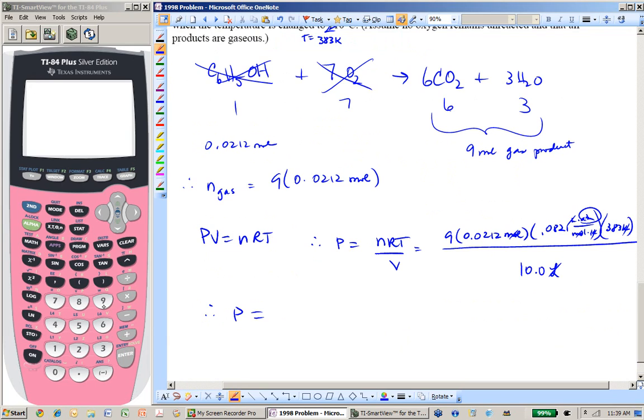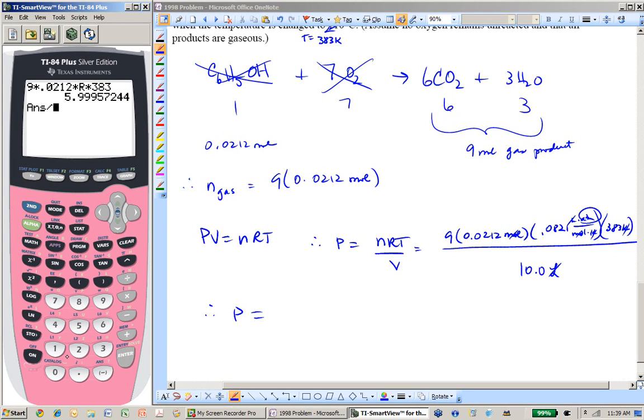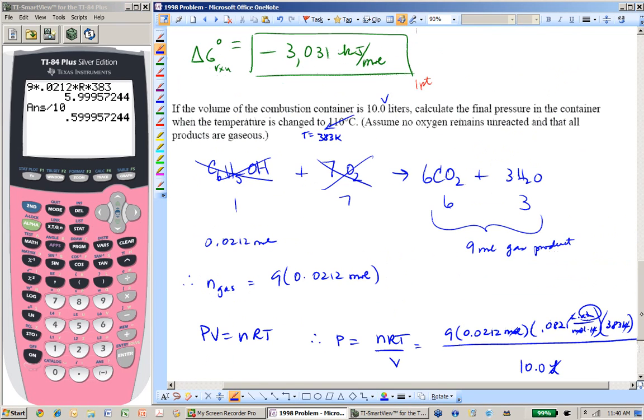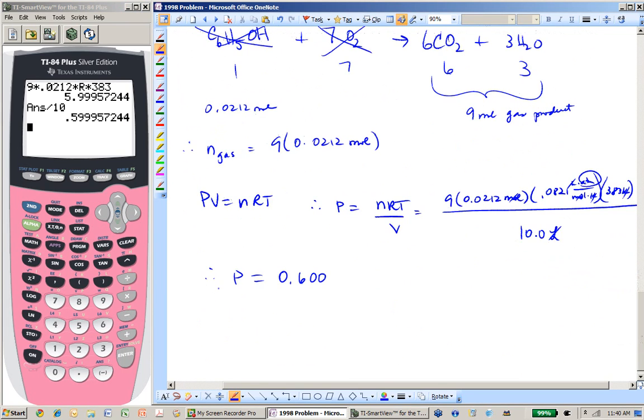So 9 times 0.0212 times alpha R times 383, get my numerator, divide it by 10, and I come out with a number really, really close to 0.6. So 0.600, 3 sig figs seems to be the flavor of this problem. And don't leave it naked. What's it going to be? That would be atmospheres.